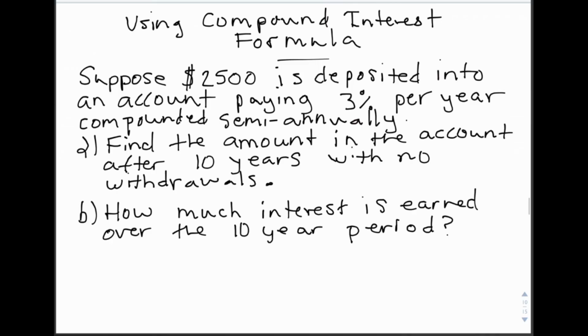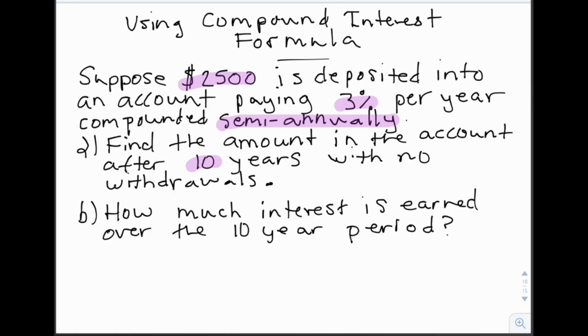So, using our compound interest formula, our problem states, suppose $2,500 is deposited into an account paying 3% per year. So our first pieces of information are this $2,500 and then this 3% per year. And then our last portion that it tells us is that it was compounded semi-annually. So part A asks us to find the amount in the account after 10 years. So that is going to be our last piece of information here.